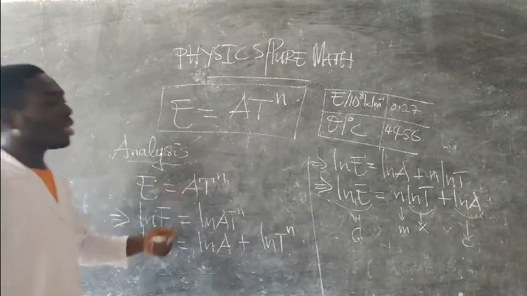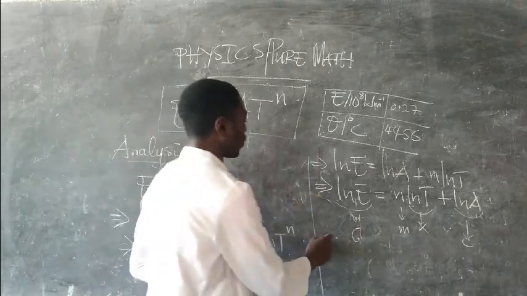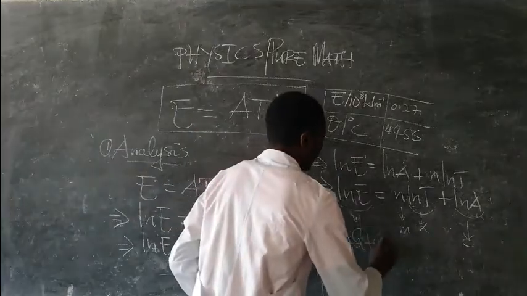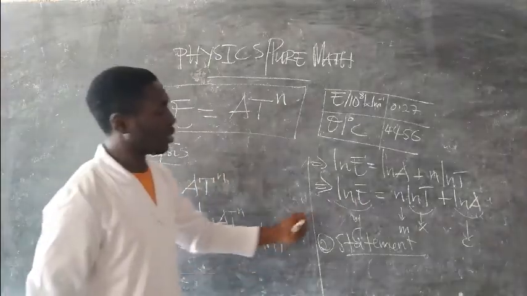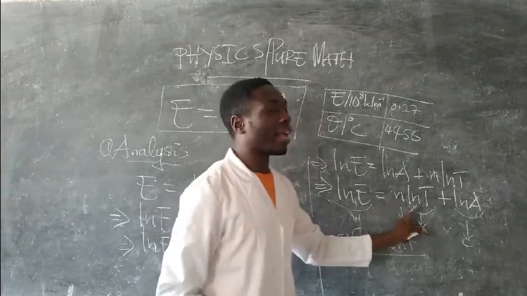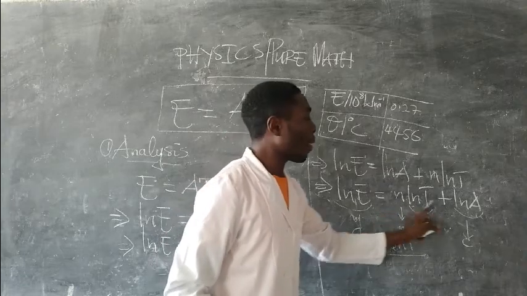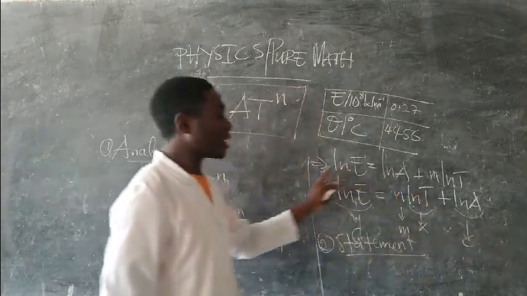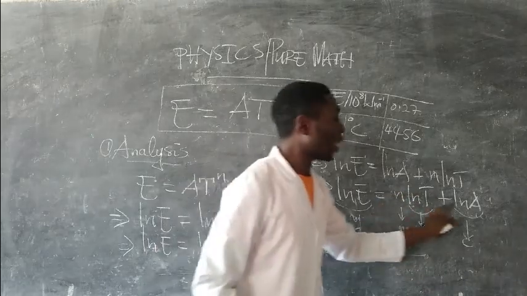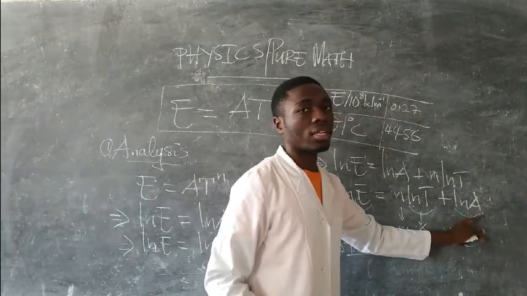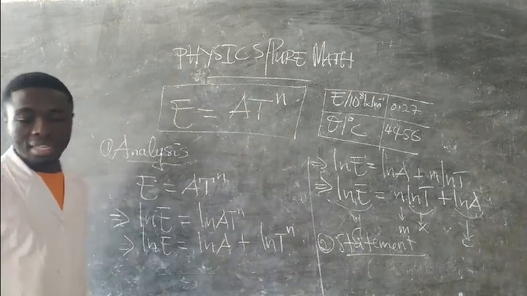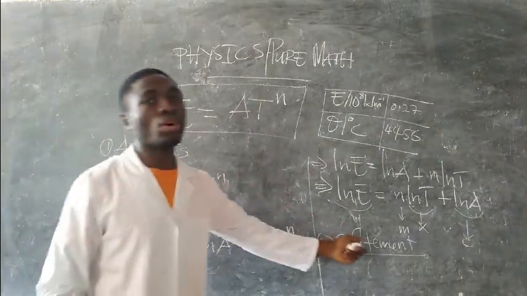Now after analyzing the equation, the next thing I'm going to do is to give the statement of what I am going to be plotting. So this was 1 and this is 2. I give the statement of what I'm going to be plotting, which is a 2 marks statement. My statement is: a graph of ln E against ln T is a straight line graph with gradient n and y-intercept ln A. Our y-intercept is ln A, so it represents our c. That is it about the analysis and what we are going to be plotting.